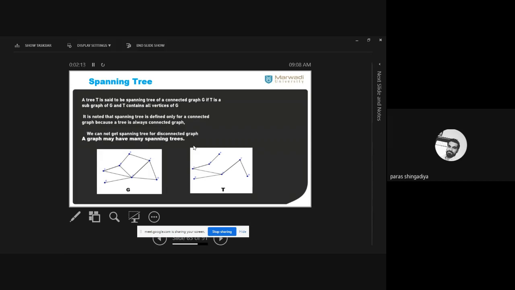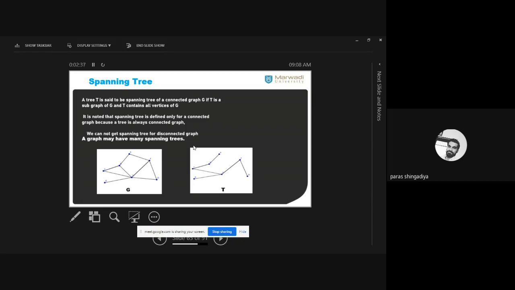All the seven vertices are given, and all the vertices should be connected. After that, verify the graph: there should be no circuit, no cycle between any two vertices. So this procedure is known as a spanning tree. This graph is known as a spanning tree of the given graph. Here there are seven vertices and nine edges.